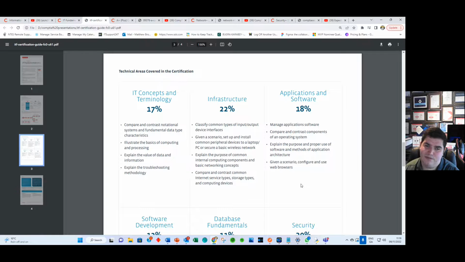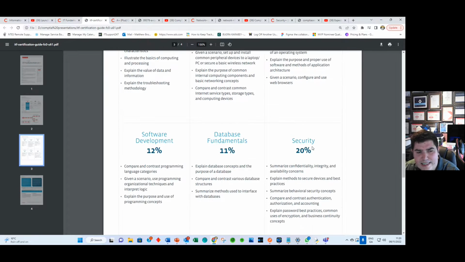The application and software side of things with this exam, you're going to be looking at how you manage the applications. You're also going to be looking at comparing and contrasting the different types of operating systems. You're also going to have to look at the use of software within the computer. So what that means is the type of software you're going to use, how you're going to use it, how you're going to install it, how you're going to manage it. You're also probably going to be given a scenario where you're looking at configuring web browsers such as your Chrome, your Internet Explorer, your Edge.